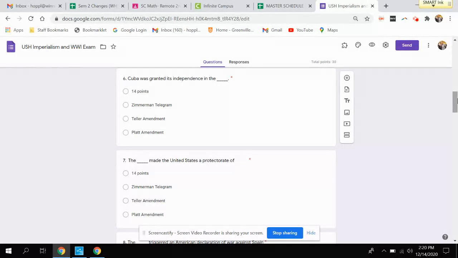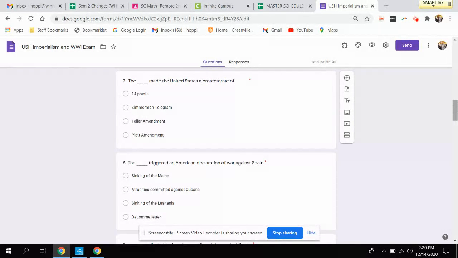Question 6. Cuba was granted its independence with this: the 14 points, the Zimmermann Telegram, the Teller Amendment, or the Platt Amendment? Question 7. This made the United States a protectorate of Cuba. 14 points, the Zimmermann Telegram, the Teller Amendment, or the Platt Amendment?